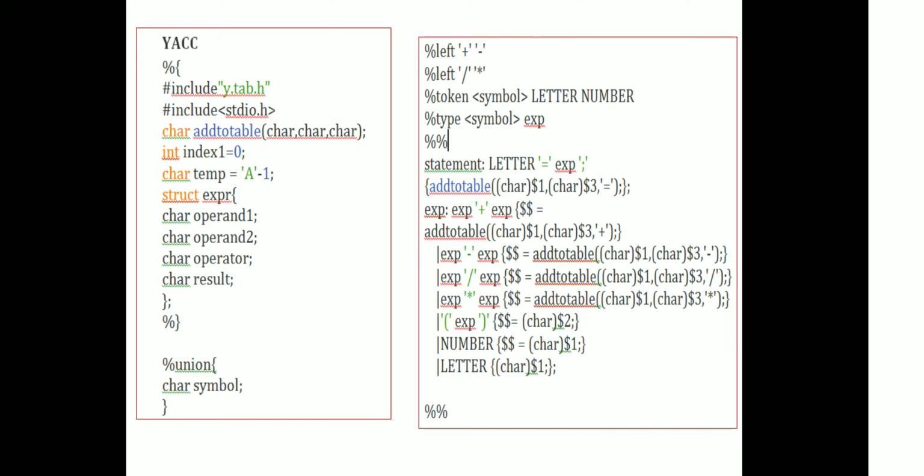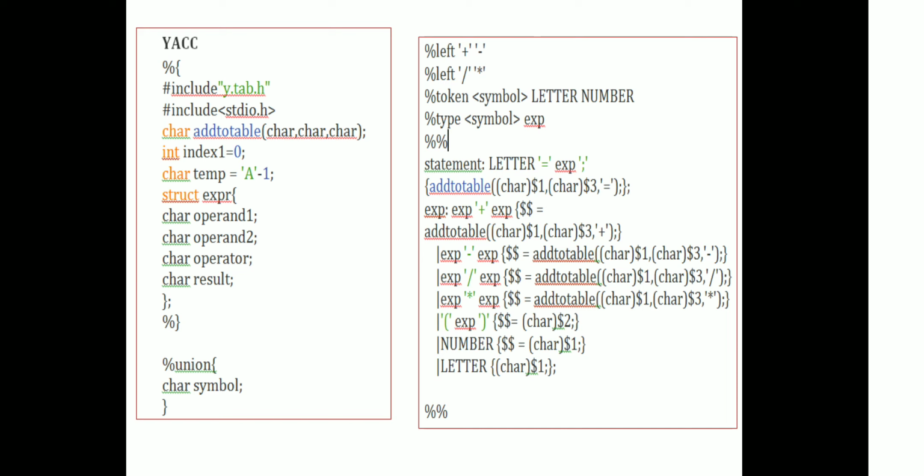Along with the translation rules we have to write some actions to perform whenever we read input characters. The action we perform is that we add into the table. Whenever we perform any operation we store it into the table. The add table consists of three fields: the first char is the left child, the second char is the right child, and the third char is the operator.